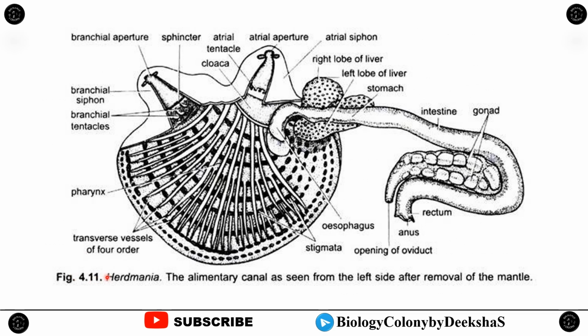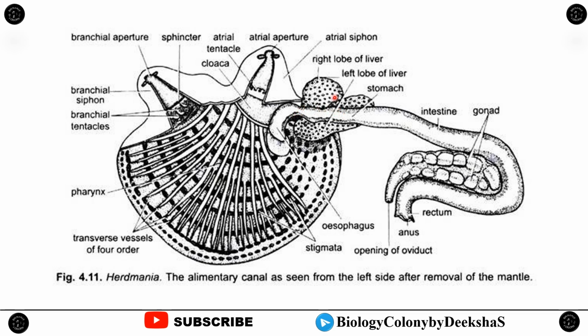Now as you can see in this diagram, this is the alimentary canal of the Herdmania. When the test layer is removed and the mantle, that is the body wall, is also removed, we can see this structure very clearly. Here we can see the branchial aperture reaches to the branchial siphon, and it has buccal cavity that contains buccal sphincter and branchial tentacles. Then there is prebranchial zone which leads to the branchial sac, and the dorsal lamina is present somewhere here that leads to the esophageal opening, then esophagus that is very short and it terminates into the stomach.